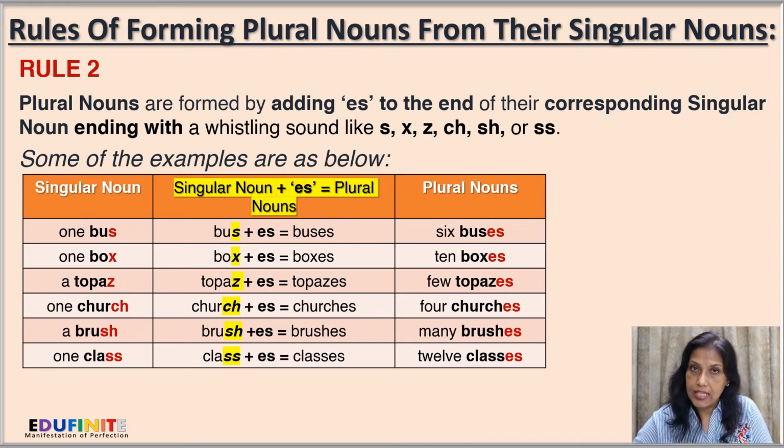One church ends with ch, we add es to it, it becomes churches, so that's plural, 4 churches. A brush that ends with sh, we add es to it, it becomes brushes, so that's the plural noun, many brushes. One class, it ends with double s, we add es to it and it becomes classes, that's a plural form, so 12 classes.